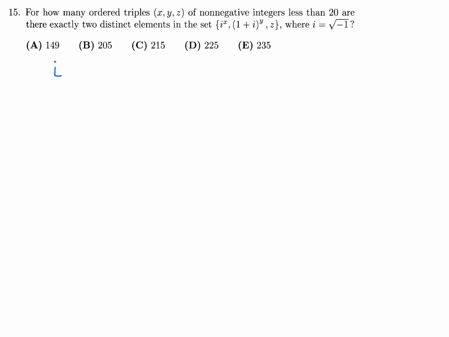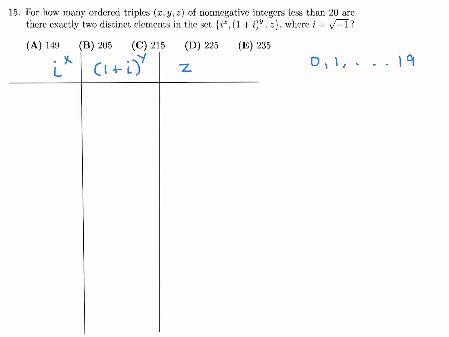So I just want to make a quick table: i to the x, 1 plus i to the y, and z. Now, I want to explain this carefully. The explanation is going to be probably a little bit longer than you need, but I just wanted to ensure that you understand it. We have to choose integers less than 20, and they're non-negative. So our choices are basically from 0, 1, all the way up till 19. Those are the only choices we have. And for each of these, we have to figure out what are the possible values.